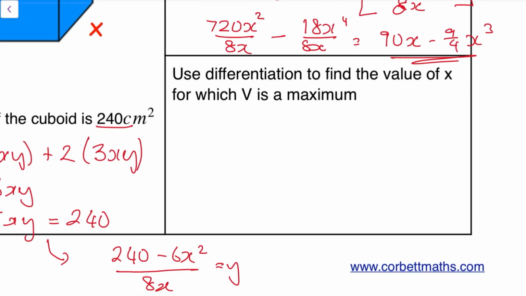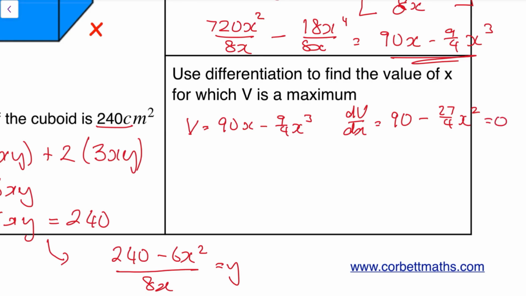Final question. Now, remember, I have an equation for volume. So the equation for volume from above is going to be 90x minus 9 over 4 x cubed. And then I need to work out maximum or minimum. So I need to work out basically where I've got a turning point, in other words, dV/dx is equal to 0. So 90x differentiated is 90, minus 9 times 3 is 27 over 4, so 27 over 4 x squared. And that's my differentiated equation. And I need that to equal 0.